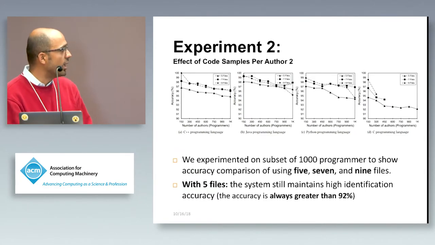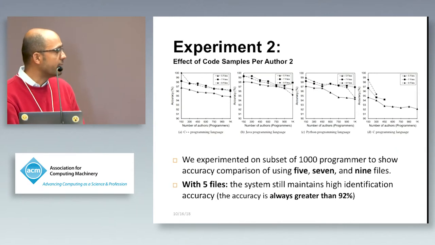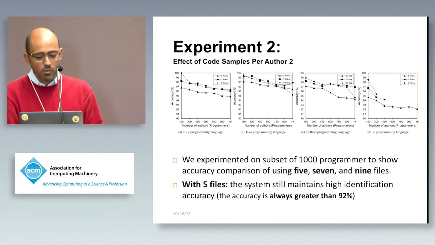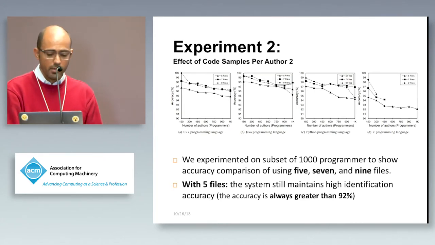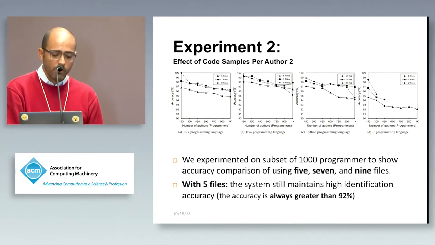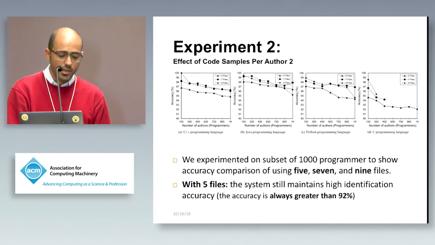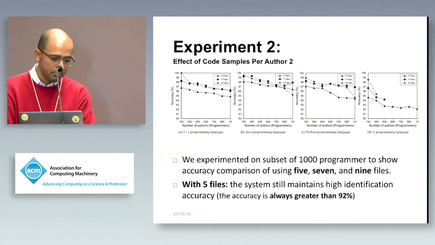We can even go lower by trying even 5, 7, and 9 files. Here, what we have found by selecting 1,000 programmers that have different sizes of files for different programming languages is that with 5 files, the system still manages to provide a high accuracy of at least 92%.